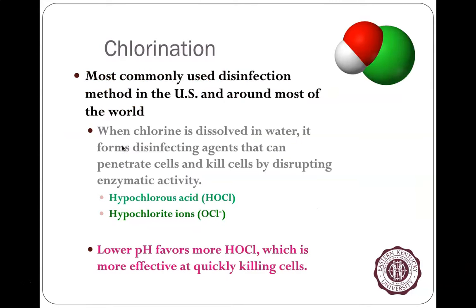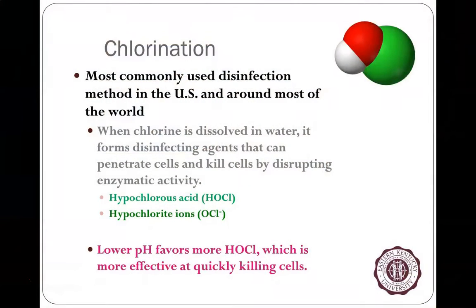We'll skip that. So chlorination. When chlorination is done, whether you're using chlorine gas, whether you're using bleach, which is sodium hypochlorite, the chlorine dissolves in water and forms two disinfecting agents. One of them is more potent than the other. So these two disinfecting agents form when chlorine interacts with water.